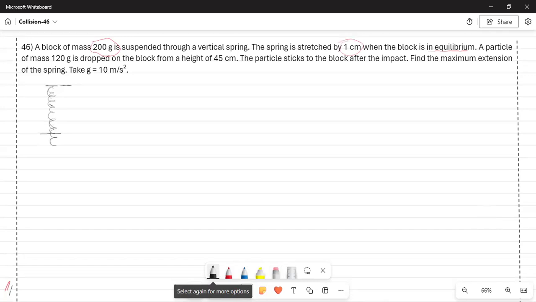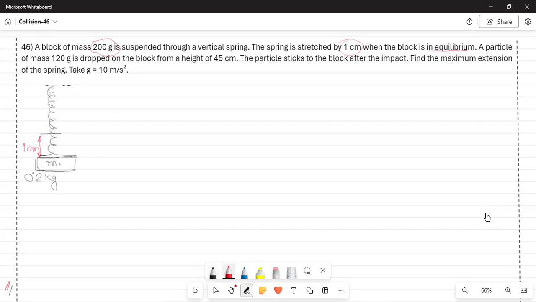But when the mass is connected to this, a mass of 200 gram, say this mass is M1, its mass is 0.2 kg. A mass of 0.2 kg, and this extension of the spring due to this mass of 200 gram is 1 centimeter. This extension is given as 1 centimeter.